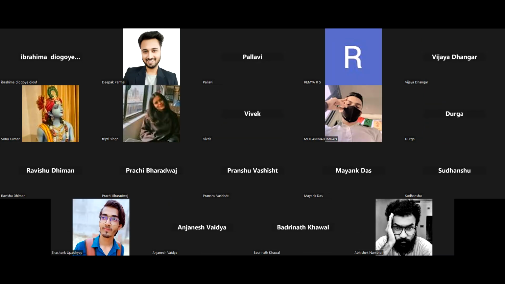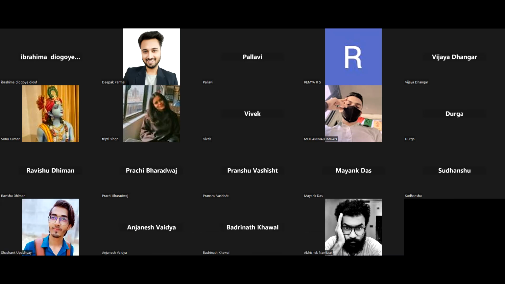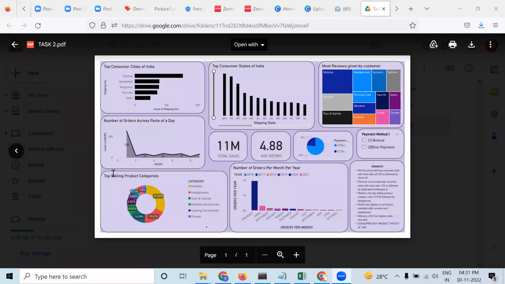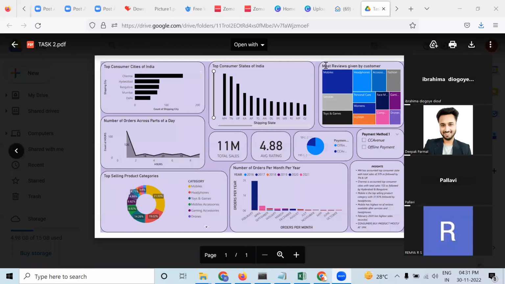One chart is missing, I guess. Ma'am, which one? The first one, like the rating thing, no? Ma'am, it is represented by the analysis of reviews given by customers. Have you done that one? Analysis of reviews given by customer. Yes, ma'am, in the right corner it is there. Most reviews given by customer, ma'am. I changed the title.